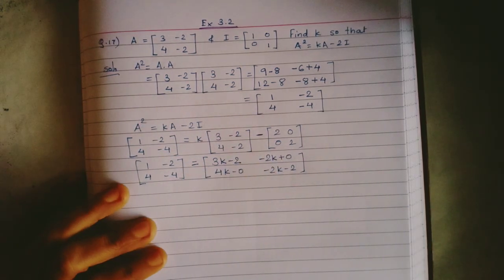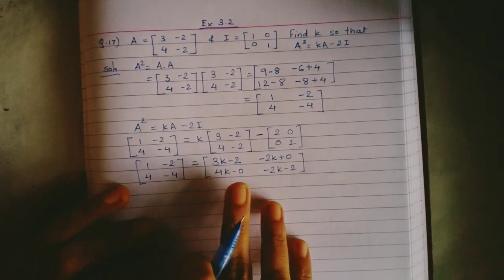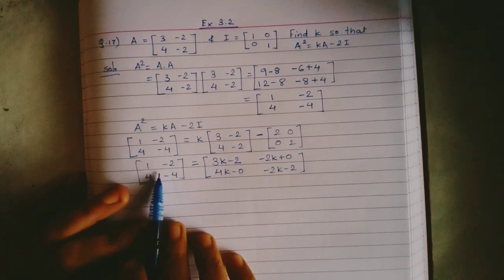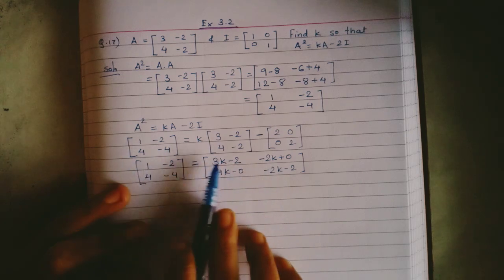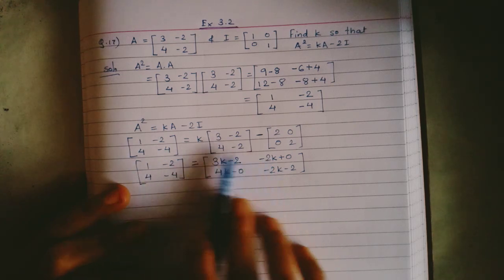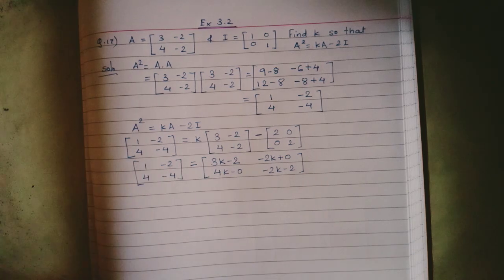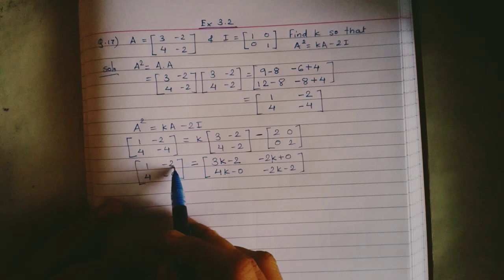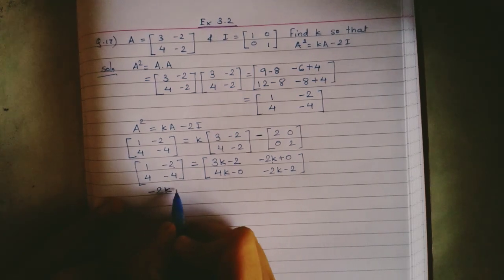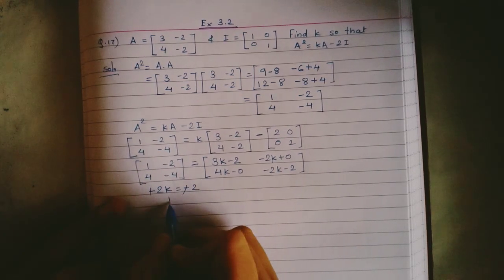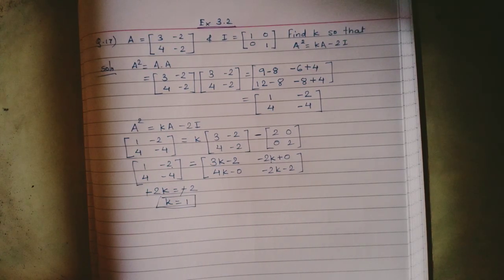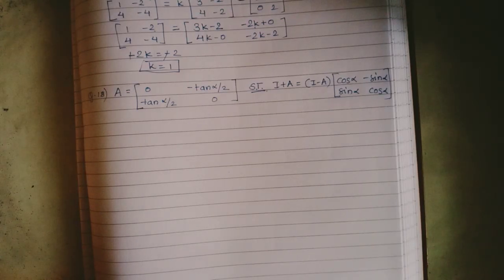Okay, so now we have 4 equations, right? You can choose any of the equations and find K, because these matrices are given as equal, so each of these entries are equal. You can take any of the equations and you will get the answer. So I'll take the easiest one, that is minus 2k equal to minus 2. Okay, so you'll get k equal to 1. Okay, let's solve the next question.